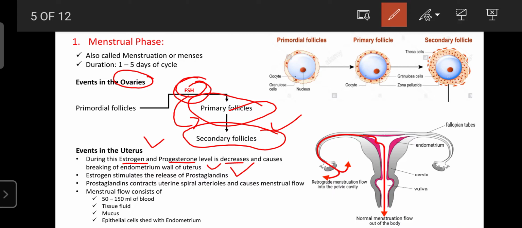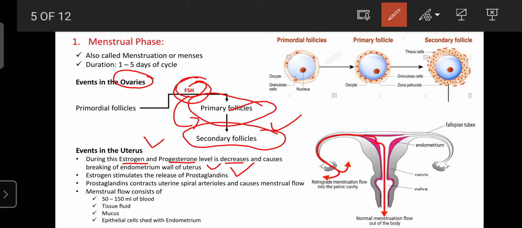Local autocoids synthesize in particular places, so they show their actions in those places, and they are metabolized in those places only. Suppose in the uterus, they are synthesized in the uterus cells, released from the uterus cells, show their actions in the uterus cells, and are metabolized in the uterus cells only. That's why they are known as local hormones or autocoids.